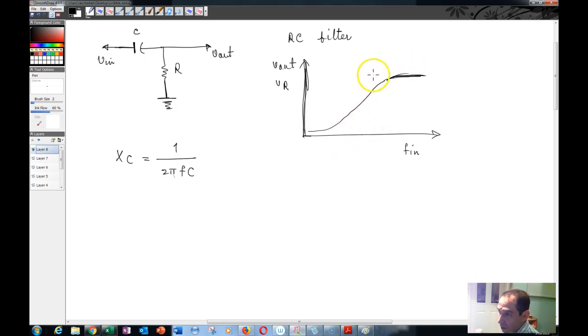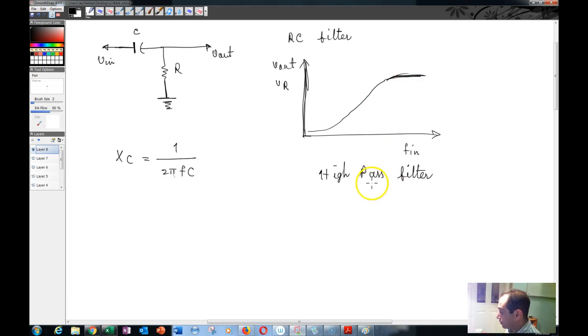So you can see that at low frequencies over here, much of your signal is being suppressed. Much of your signal is not passing through. At higher frequencies, much of your signal is passing through. So for this reason, this circuit has been called a high pass filter. Okay, that means that at high frequencies, much of your signal is passing through.